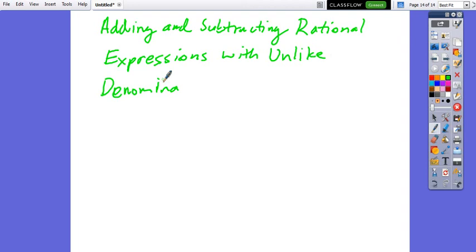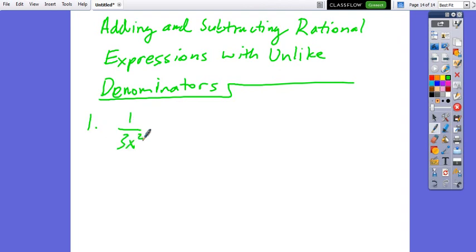Okay? Now, we're going to use the worksheet that we just discussed where we found the least common denominators, and we're going to actually add or subtract these fractions. So we're going to start with number 1 from this worksheet. Number 1 was 1 over 3x squared. And I'm going to add. So we're going to say plus 3 over 4x to the 5th.